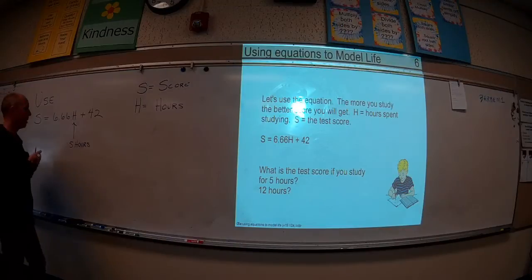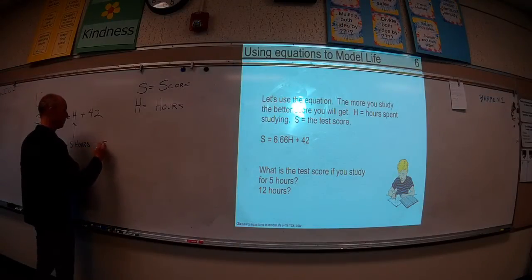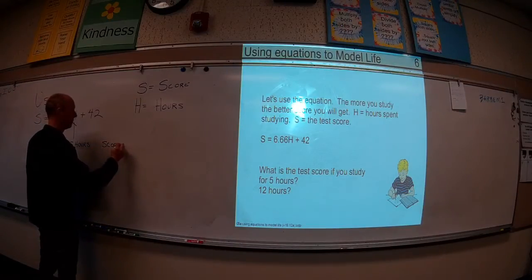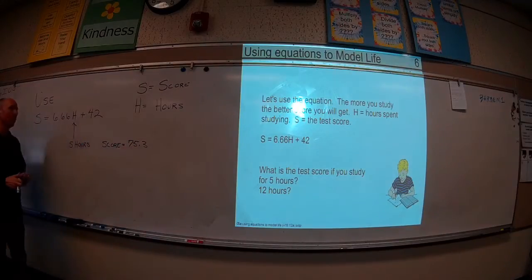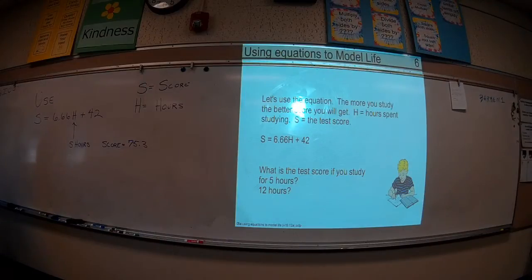Narena, what is your score on the test? 75. 75 point what? 3. Narena, are you happy with that score? McMurtry, let's study more. How much do you want to study? 12 hours. I don't want to do 12 hours yet. How much are you going to study? 6 hours. Okay, let's do 6 hours.